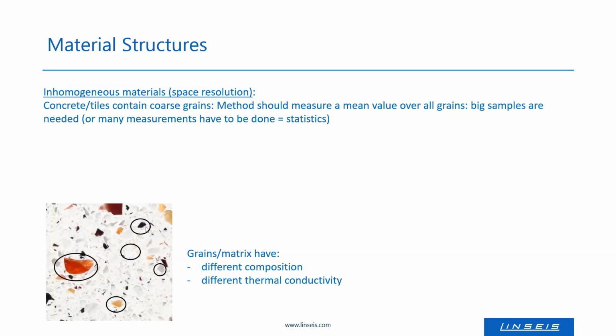So your method, if it has a small space resolution, you will measure perhaps only the thermal conductivity of one grain, while other methods measure the thermal conductivity of the whole sample. And usually you will be interested in measuring the whole sample, like in this example of a tile. So if this is the case, you have to analyze not only one sample, but place your sensors or cut a specimen from different places of your sample. We will see this in an example at the end of this webinar.